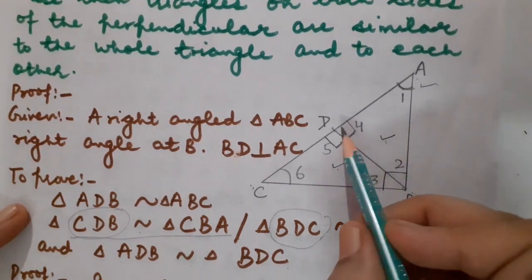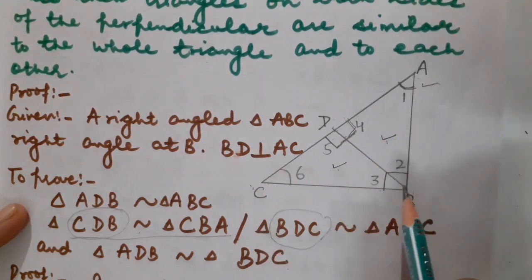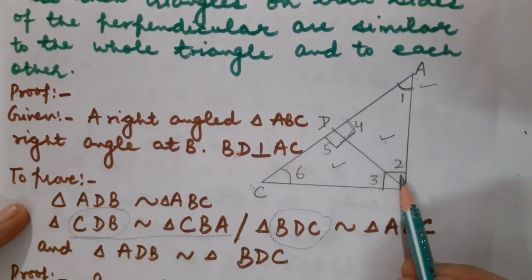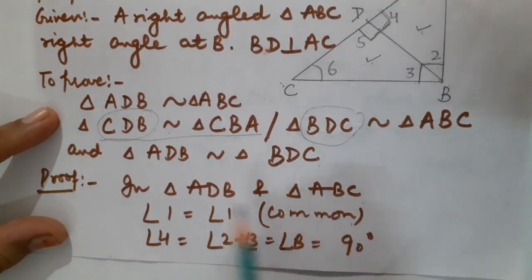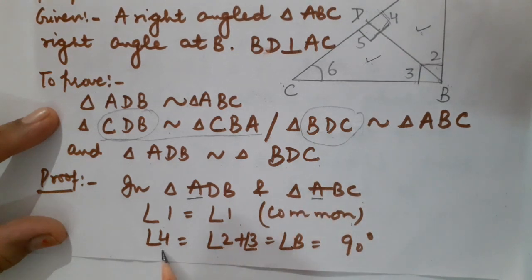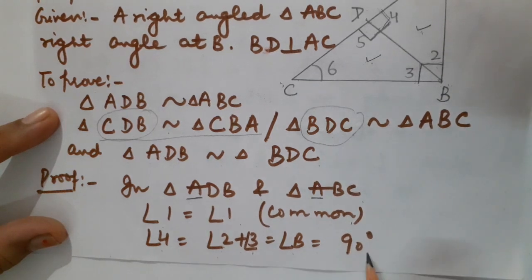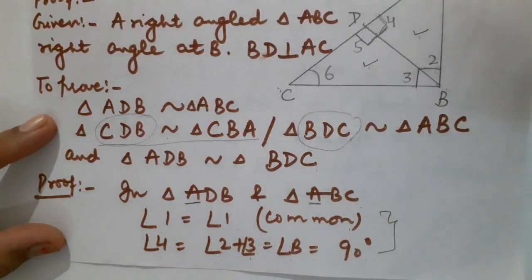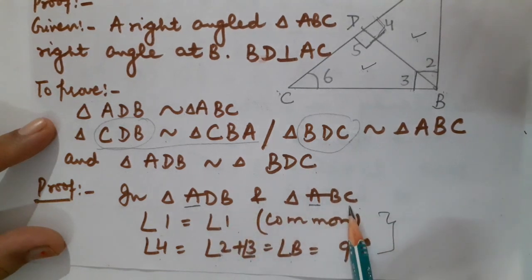Correct? And here you can see that angle 4 is of 90 degree. Similarly, in the bigger triangle, angle B is of 90 degree. B is made up of angle 2 plus angle 3. So here I have written angle 1 is equal to angle 1, which is common angle, because A is in correspondence with A. Correct? And angle 4 is equal to angle 2 plus angle 3, which is actually angle B, and both are equal to 90 degree. So children, can you tell me which criteria I am going to apply over here so that I can say that both of these triangles are similar to each other?